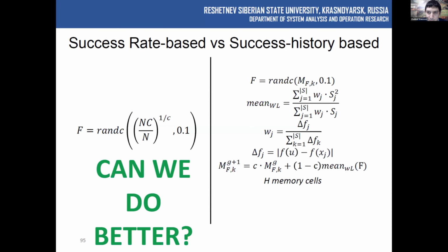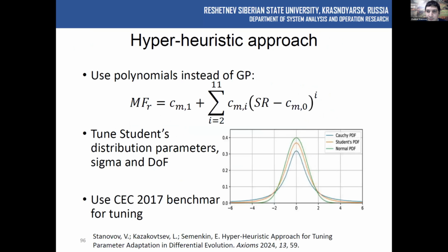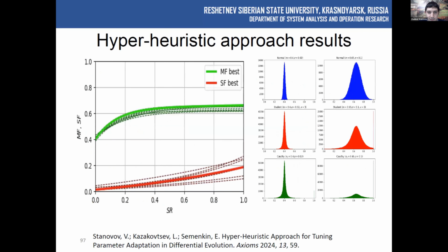Okay, but can we do even better than this? Yes, we can. We use again the hyper-heuristic approach, and we design the parameter adaptation technique more precisely. But now we know that we need the success rate to control the scaling factor. So we can also use a normal, Student's, or Cauchy distribution for this, and these are the results.